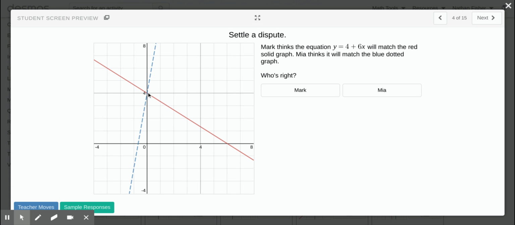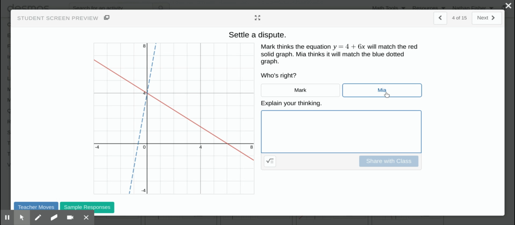Well, I know right off the bat it can't be the red one, it has to be the blue one. I know that because the blue one's the one that goes up into the right. This would have to be a negative number to go down like this. So Mia is correct because hers is the blue dotted graph for this one. We kind of already explained our thinking. We would put something along the lines of Mia uses a positive slope, Mark uses a negative slope. That's how we could tell, something like that.